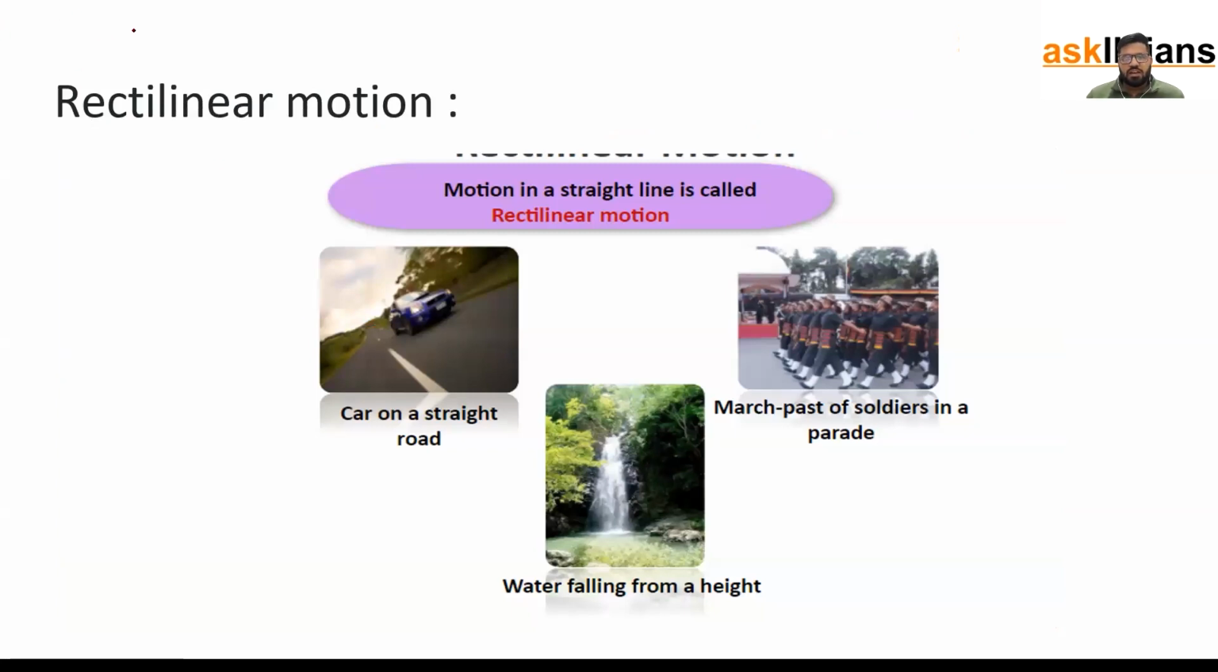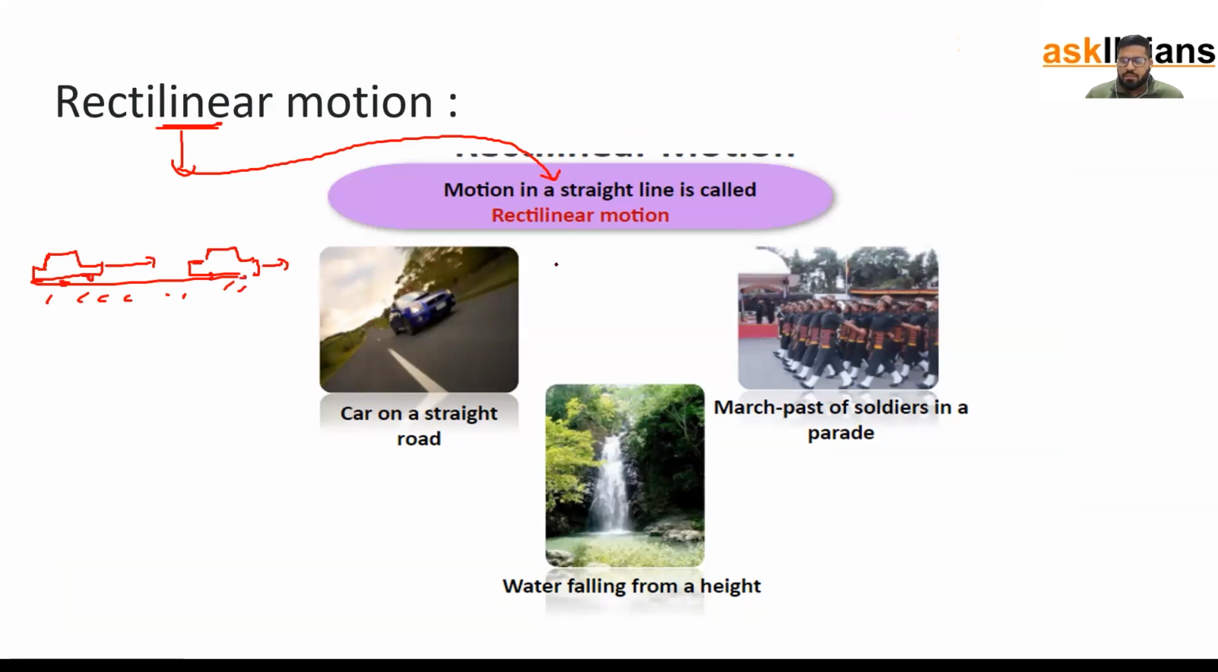Now see, first of all, rectilinear motion. As I already defined, it is made from the word line. Line means in a straight line. So motion in a straight line is called rectilinear motion. I have already given you the example of the car. A car is moving on a straight road, so it is performing a motion which is known as rectilinear motion.